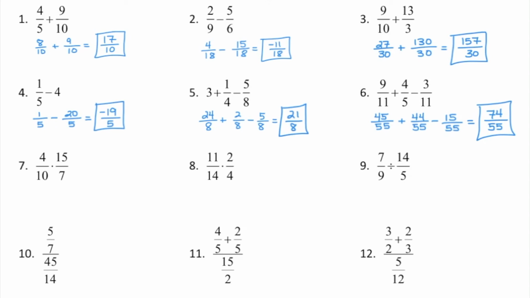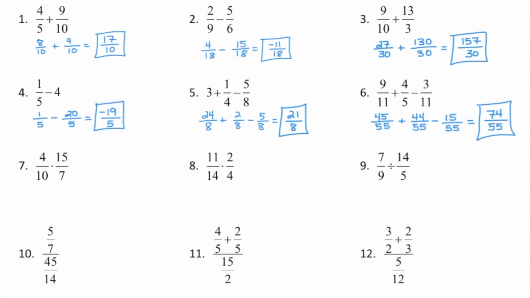Anyway, here are the answers already worked out for the first 6 problems. Remember that when you're adding and subtracting fractions, you need to have common denominators, and none of these were given to you straight up with already common denominators. So you had to choose a common denominator for each one of them.